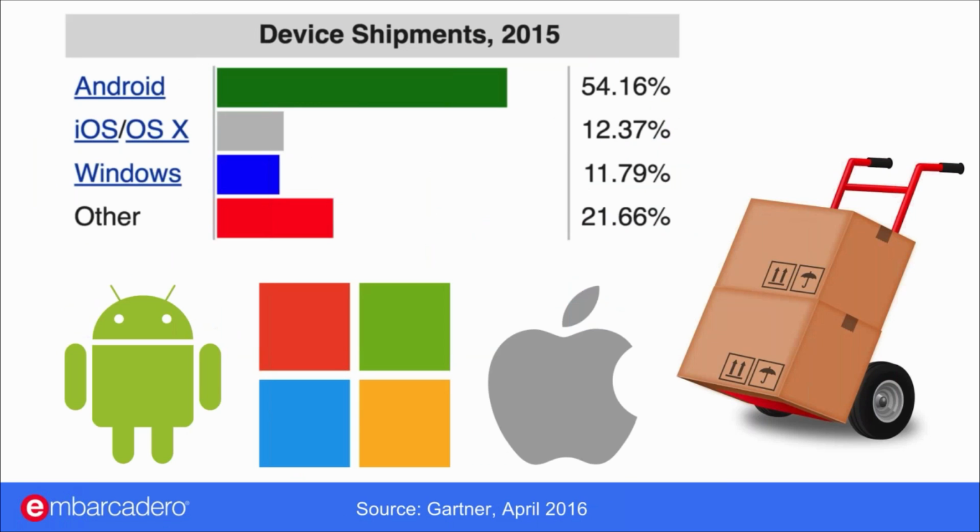Okay, so the device shipments in 2015. I like this because it shows that if you combined OS X and Windows, it would still be less than the Android device shipments. There are more Apple devices shipped than Windows, and more Android devices shipped than everything else put together. Boy, if only there was a tool out there that you could use to develop for all those platforms.